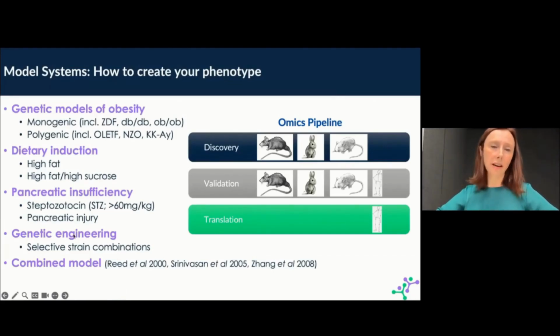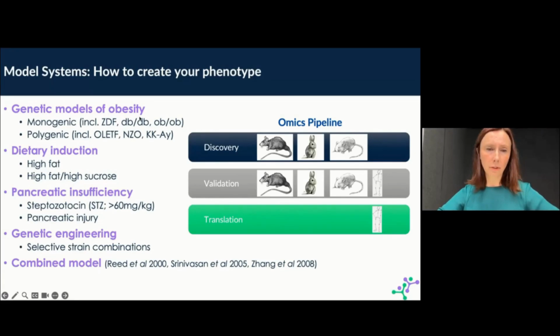So just very, very quickly, in a preclinical setting, obviously we have to generate a phenotype. And we can do this by numerous different ways. For diabetes, as an example, we can use genetic models of obesity. Things like the Zucker diabetic fatty rat are really kind of classic approaches to developing that overarching phenotype of diabetes. We can use diets to start to introduce our phenotype, be it a high fat or complemented with sucrose. We can also generate a diabetic phenotype by introducing pancreatic insufficiency through the injection of a pancreatic toxin like streptozotocin. There's some really nice new genetic engineering approaches. And lastly, our combined approach.